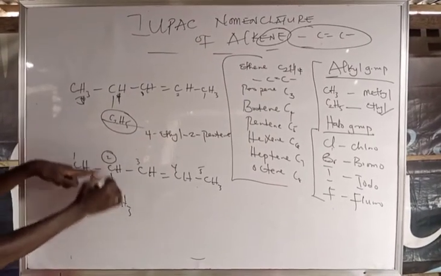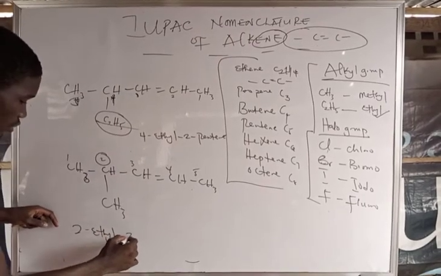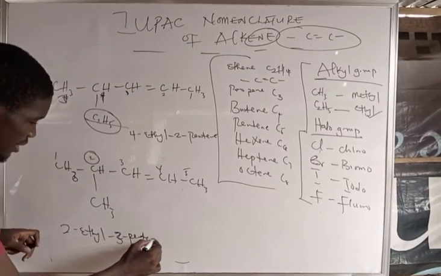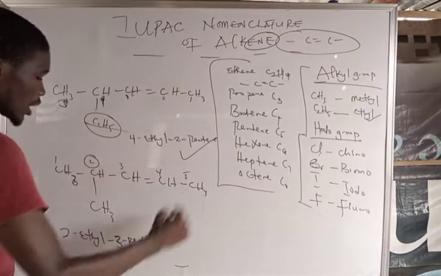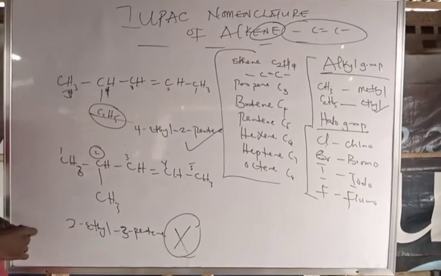Here we have 2 attached to the substituent. So I say 2 T, 3 pentene. When looking at these 2 now, using the IUPAC nomenclature, this is wrong. Why? This is what? Correct.